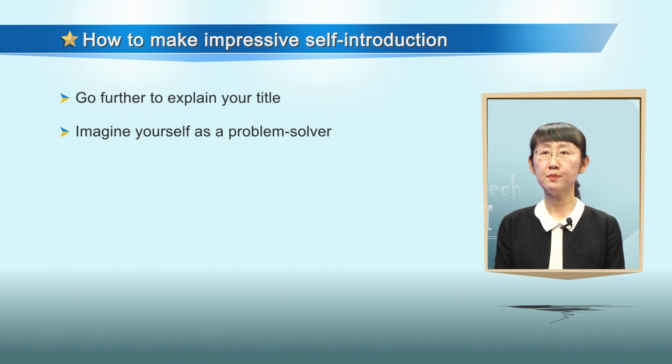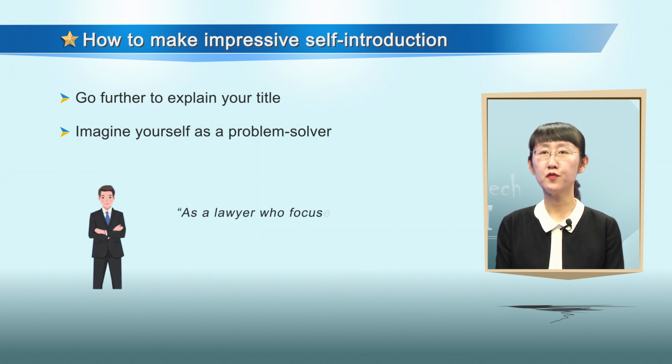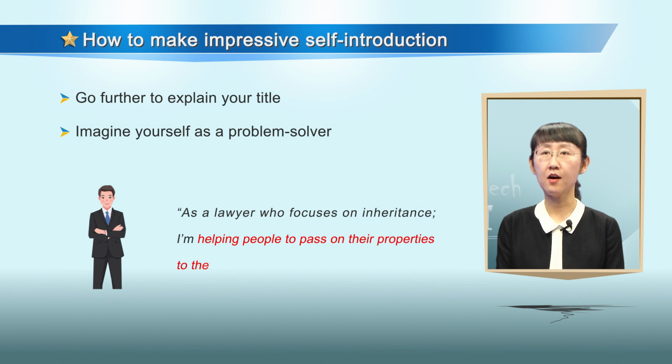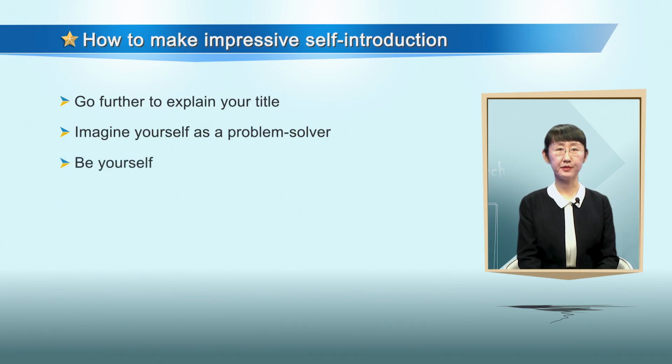For example, people usually say, I'm a lawyer who specializes in inheritance. You could say, as a lawyer who focuses on inheritance, I'm helping people to pass on their properties to their offspring safely. In this way, your target audience will easily notice your value and they may be more likely to ask advice from you. Tip number 3.